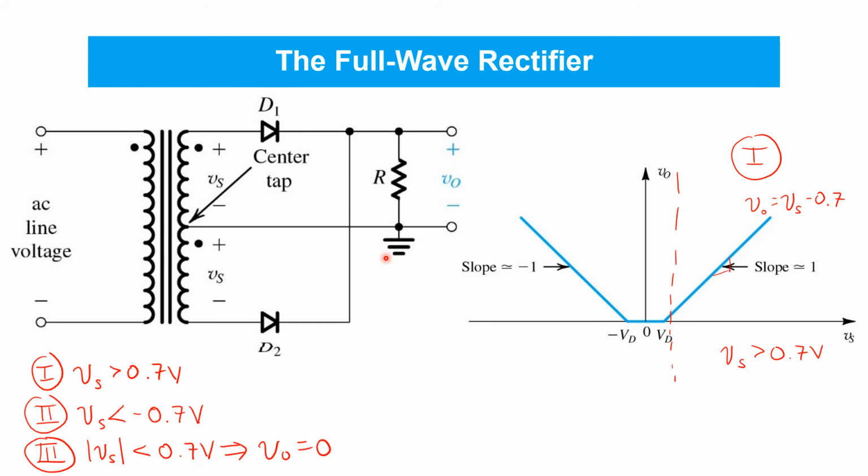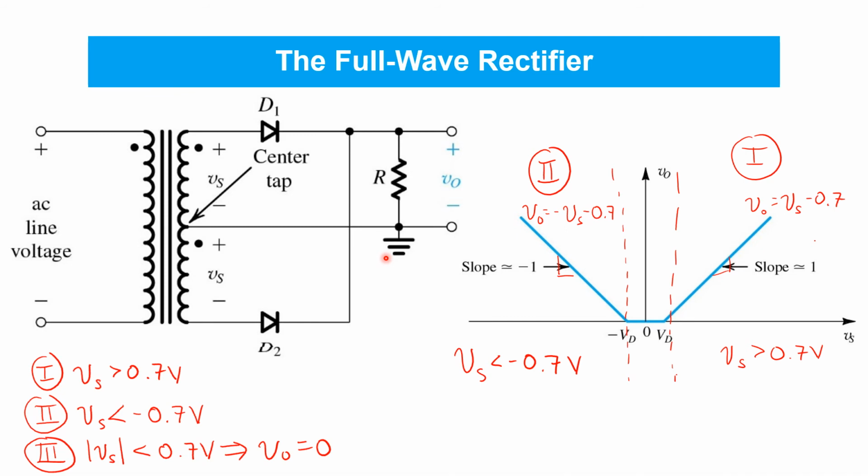The second case we identified was to the left of this dashed line, where Vs is less than negative 0.7 volts. We called this case 2, and we found that, again, we've got this linear relationship, except now VO is negative Vs minus 0.7 volts. So here we see the slope minus 1 in this part of the curve. Obviously, this is somewhat of an approximation. The whole piecewise linear, the whole constant voltage drop model is, of course, an approximation to the actual diode characteristic.